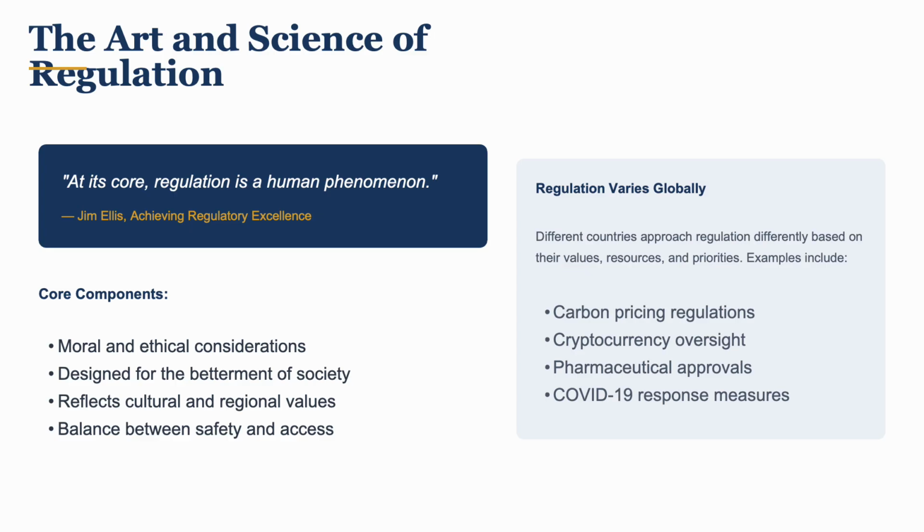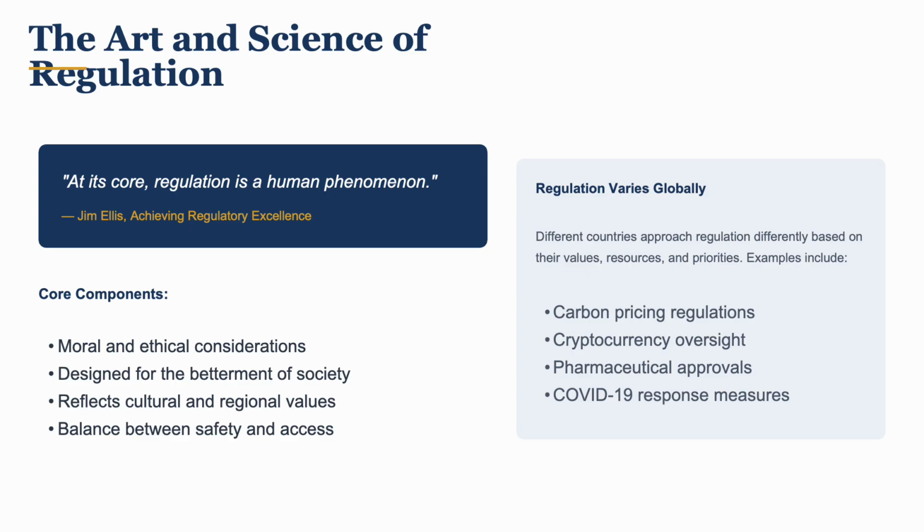At its core, drug regulation exists because society has decided that protecting public health is important enough to require oversight. Regulation involves moral and ethical components. We're asking questions like, how much risk is acceptable? Who decides what's safe enough? How do we balance access to potentially life-saving treatments with protecting people from harm? The way different societies answer these questions varies enormously.